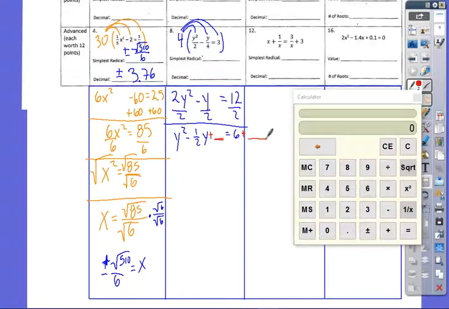Now, in order to complete the square, we're going to take the coefficient of the linear term and we're going to divide it by 2. So we have negative 1/2 divided by 2, and that would be negative 1/4. Then we are going to square negative 1/4, and that will be up here. So what is negative 1/4 squared? 1/16. So we're going to add 1/16 to the left side there. We have to add 1/16 to the right.